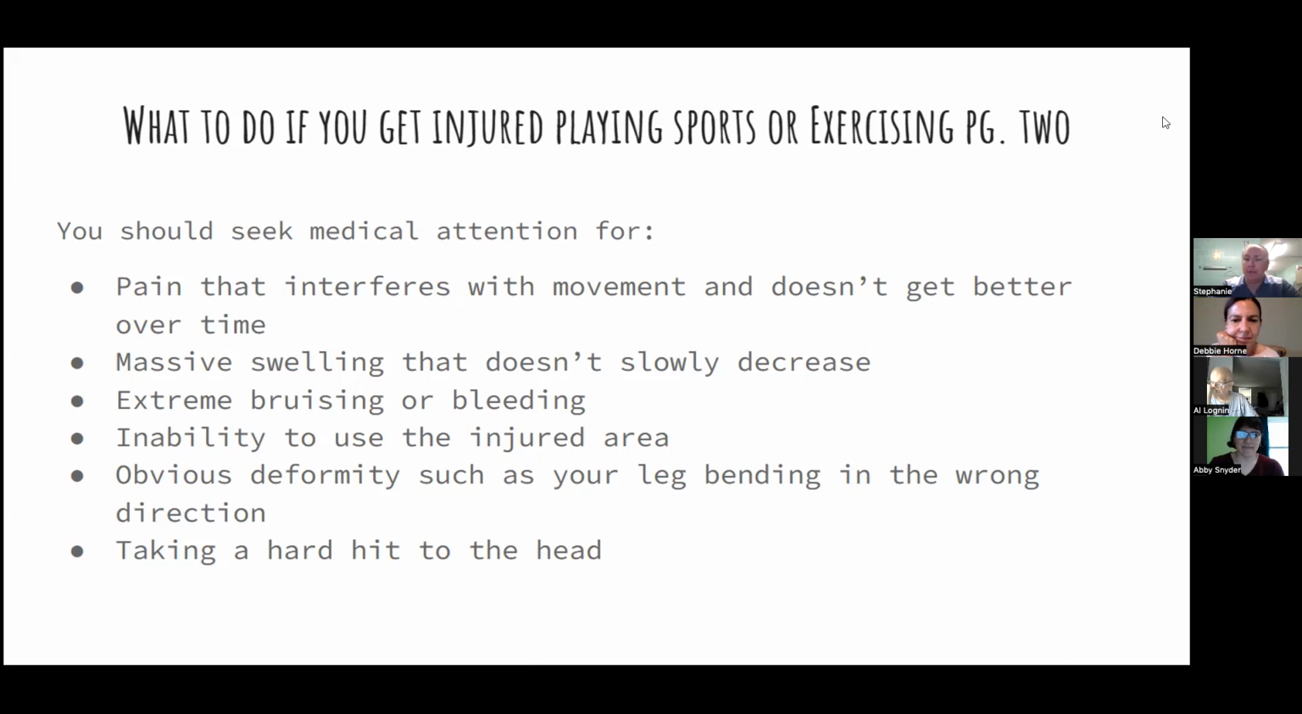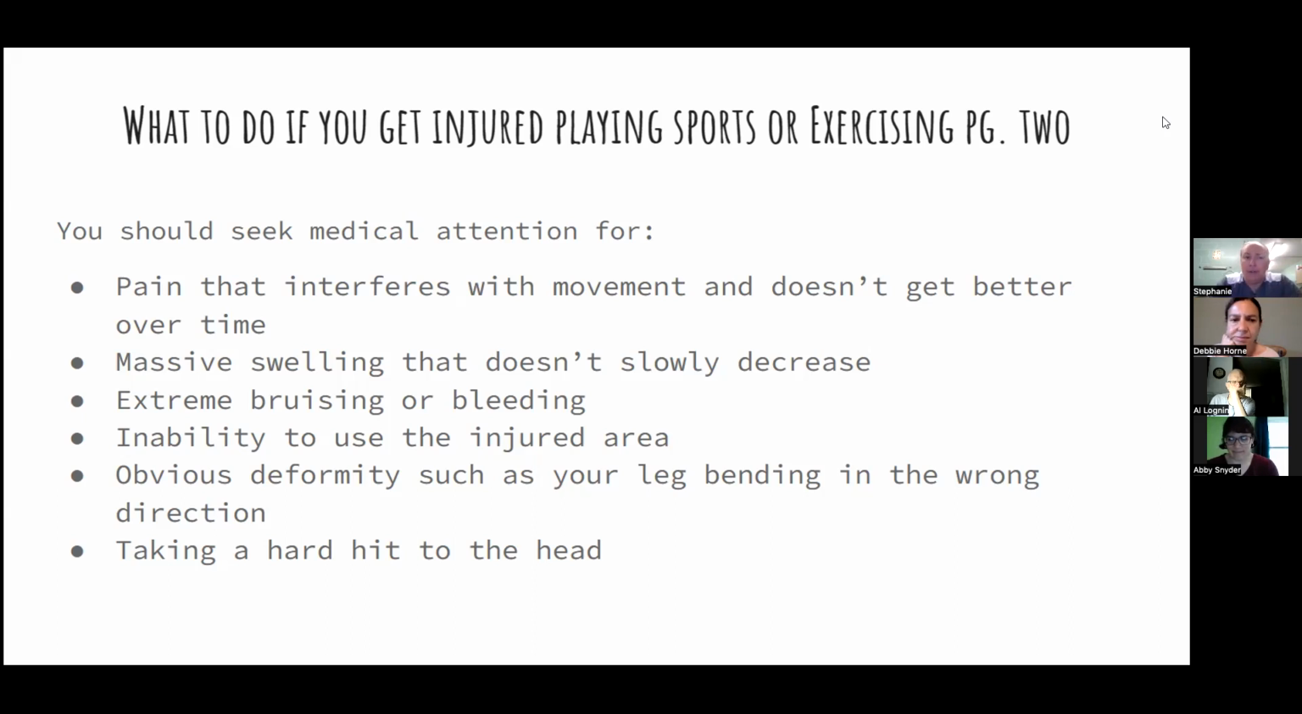Massive swelling, definitely. I will say everybody swells differently. Some people will get injured and it won't swell till 2 days later. Some people will swell right away and the next day it'll look fine. So it helps to know your own body, but certainly if you have a large amount of swelling that doesn't get better, that's something to look into.